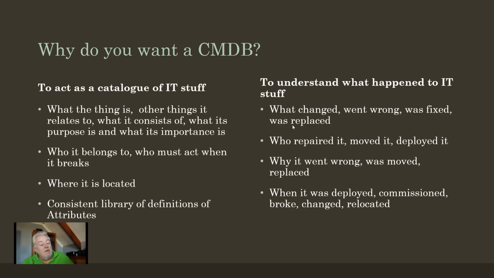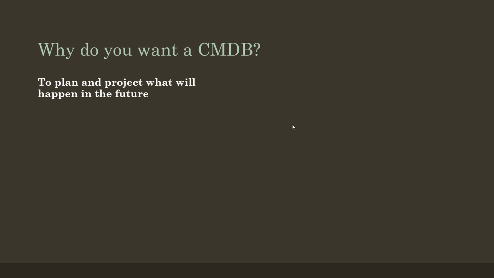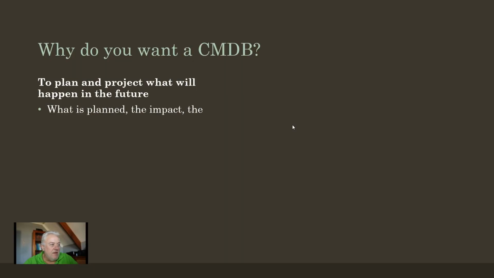Now, then there's also the future. So the CMDB also allows us to plan stuff that will happen in the future. What is planned for the future of this thing? What changes are in place for this specific thing? What's the impact? So, in other words, if this specific object is changed, what will be affected by that? And then who made the changes or who will make the changes?